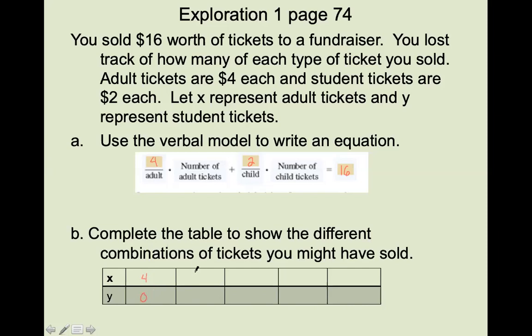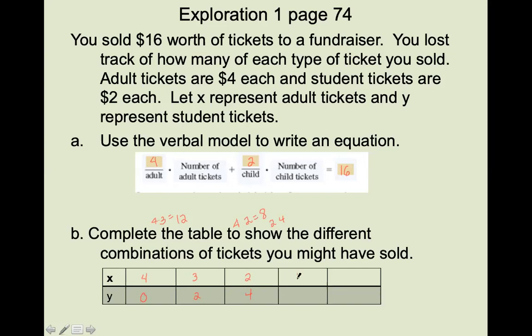All right, what if we sold 3 adult tickets? Well, let's see, 3 adult tickets would be 4 times 3 is 12. So we still have $4 left for the children's tickets. So that would mean 2 children's tickets. All right, what if we sold 2 adult tickets? Well, that would be 4 times 2 is 8, which means for children's tickets to come up with 16, we'd need $2 times 4 tickets, so 4 children's tickets. 4 times 2 is 8, and 2 times 4 is 8 for a total of 16.